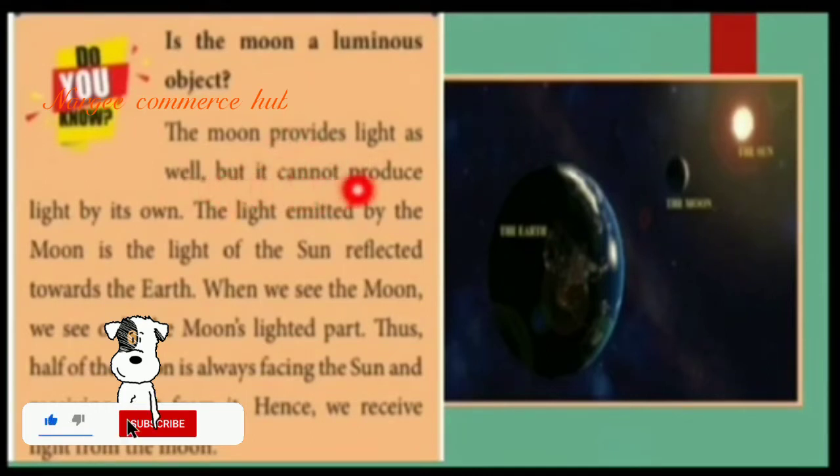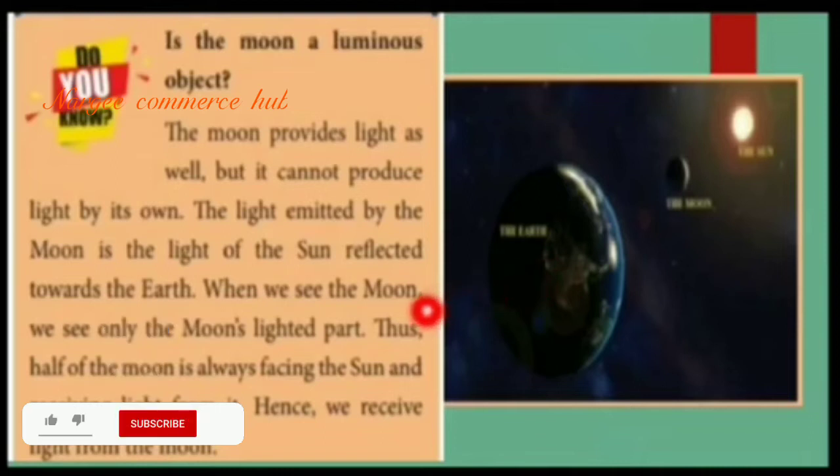The light emitted by the moon is the light of the sun reflected towards the earth. So the moon receives light from the sun, and it is that light that is reflected towards the earth. The moon is a non-luminous object. It cannot produce light on its own.